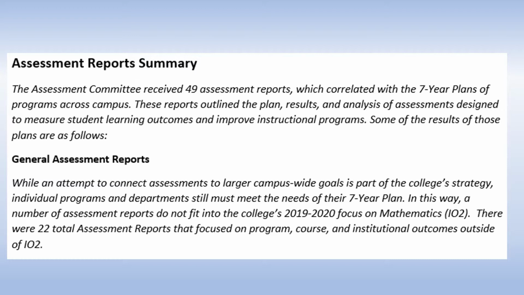So then the report is going to get into the individual assessment reports submitted by individual instructors and departments. And so we start that off with the general assessment reports. We're trying to get most people on campus to do assessment together, so to focus on the same institutional outcomes, but sometimes, some quarters, it doesn't work out that way for individual instructors or programs. They have other stuff they need to focus on. And so, for example, in this assessment round on IO2, there were 22 assessment reports that focused on program, course, and institutional outcomes outside of IO2.